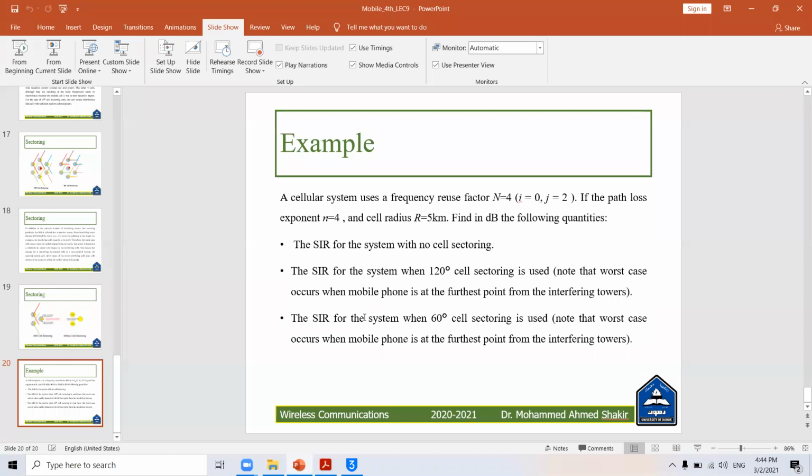This is about the lecture on increasing or improving the system capacity of the cellular communication system by using cell splitting and cell sectoring. Next week, inshallah, we are going to talk about a new topic, which is spread spectrum. We are going to talk about two kinds of spread spectrum, I mean the direct sequence and the frequency hopping spread spectrum.